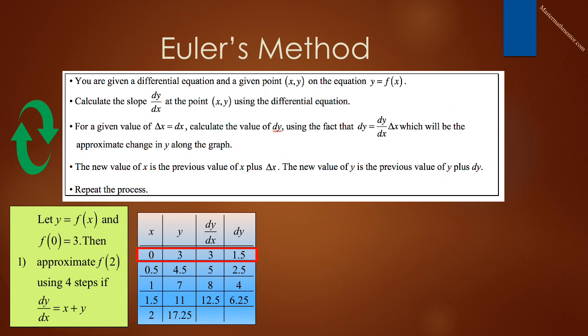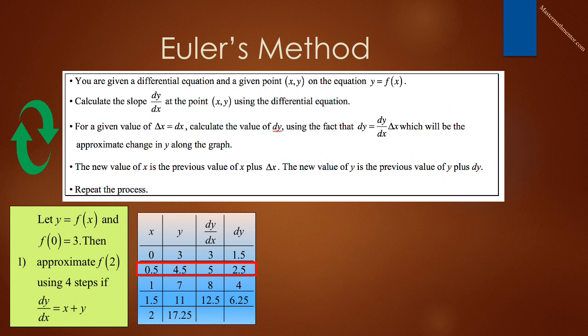So we will now use the formula that dy is equal to dy/dx times delta x. This represents the approximate change in y along the graph. So when dy/dx is equal to 3, delta x is equal to 1/2. That makes dy equal to 1.5. We are now ready for the second line. Our new value of x is the old value of x plus delta x. So 0 plus 0.5 is 0.5. Our new value of y is equal to the old value of y plus dy. So 3 plus 1.5 is 4.5. And we're now ready to start the process again.